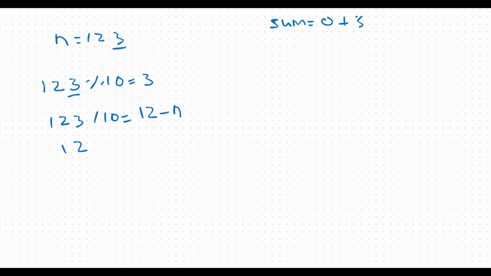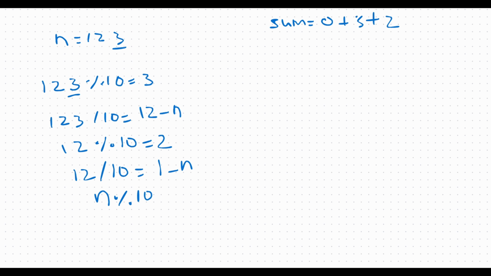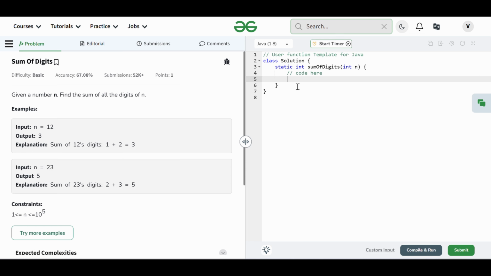Now I am going to again perform the modulus operation on this, which will return 2. I will add the 2 to the sum, and again we need to perform the integer division, which will return 1. This will become the new n, and after that again we need to perform modulus. This will return 1, and I am going to add this to the sum. Now n becomes 0, the loop ends. After adding all these digits, we get the sum as 6.